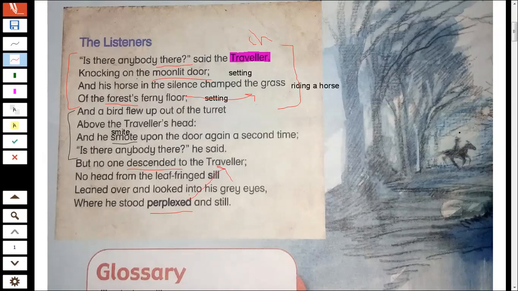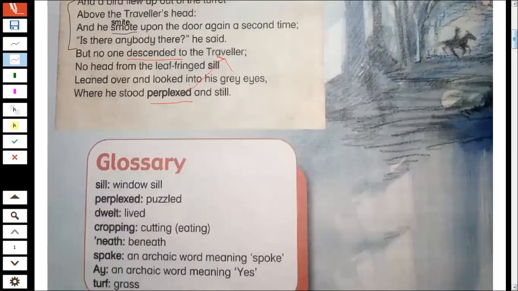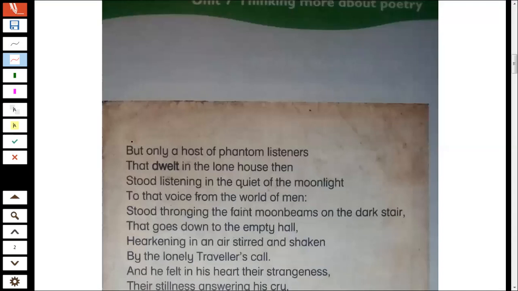Okay, the traveler. Now, we will move down to the next four lines. I would appreciate it if you take some time to think about it deeply, like one minute. But only a host of phantom listeners that dwelt in the lone house then stood listening in the quiet of the moonlight to that voice from the world of men. Same rhyming scheme, A, B, C, B, no change. He kept waiting for someone, but only a host of phantom listeners. Who's listening now? Phantoms are the only ones who listen.